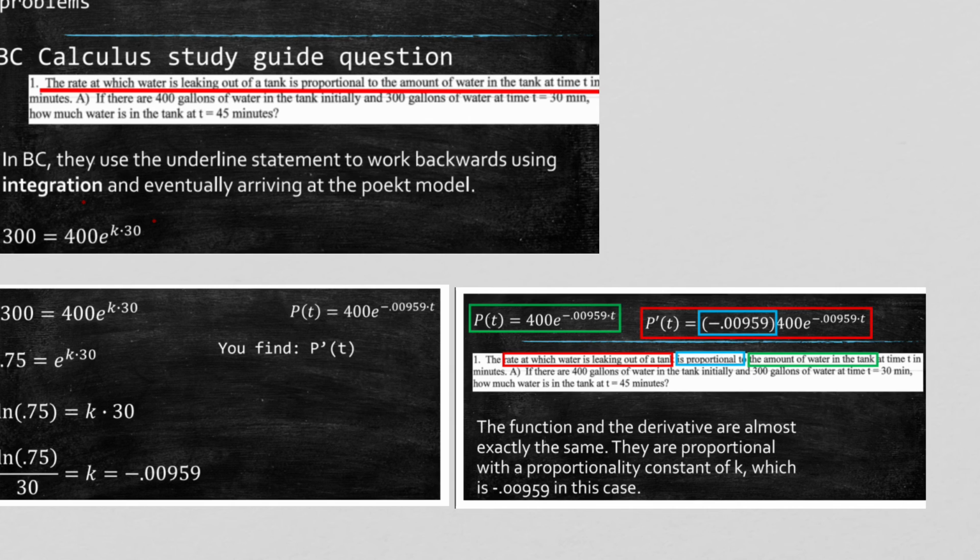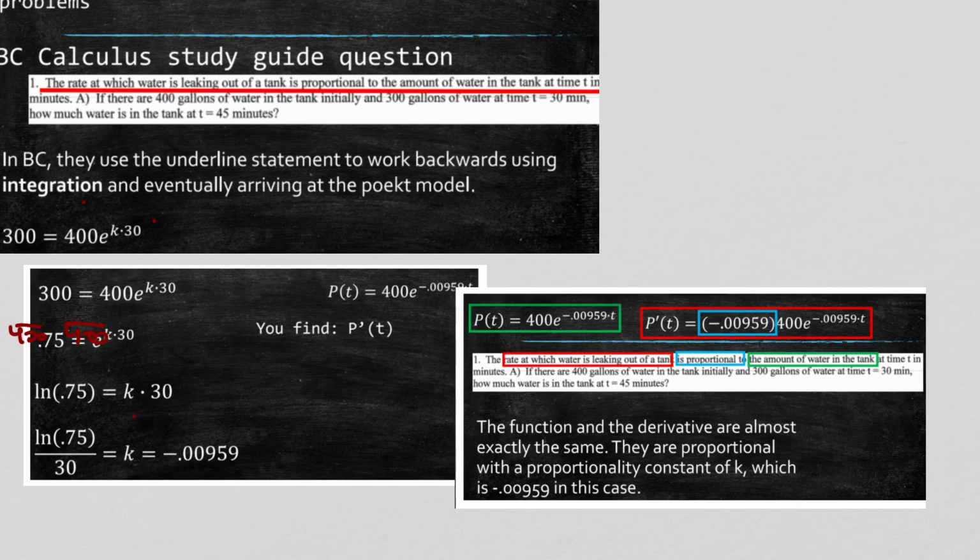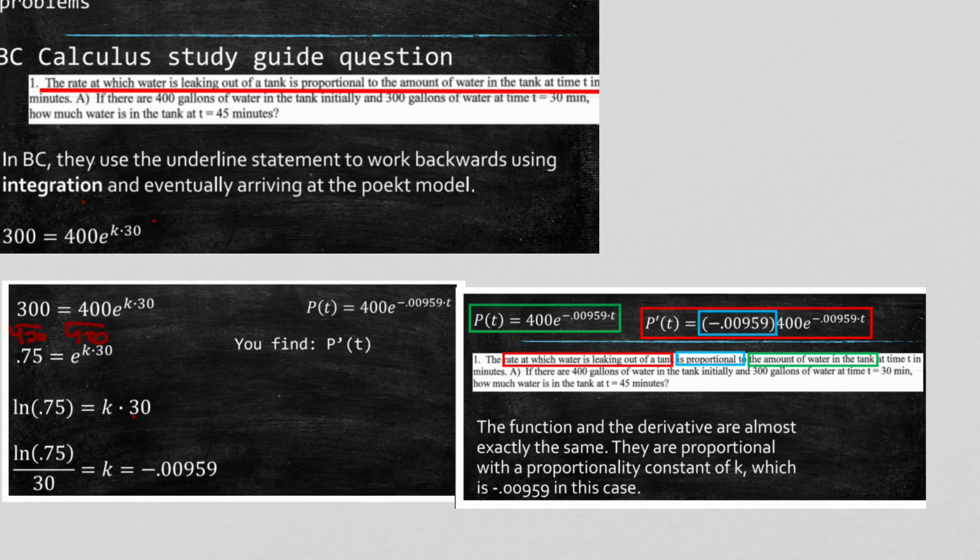So now let's get that k. So divide by 400 on both sides here. And we're getting it to be 0.75 e to that. Oops, let's change this thing here. Move it over a little bit. There we go. Sorry about that.